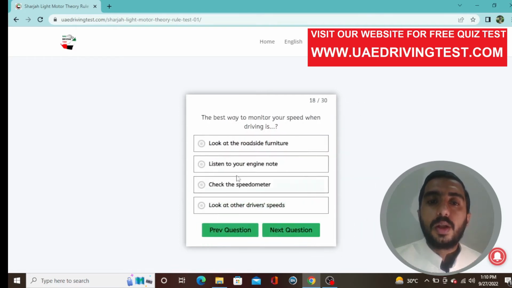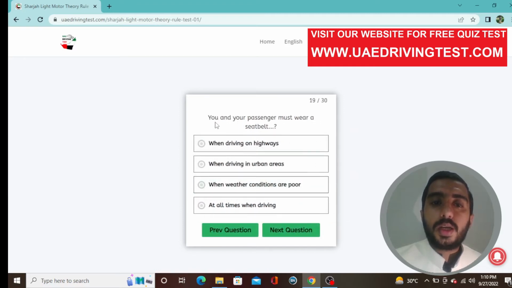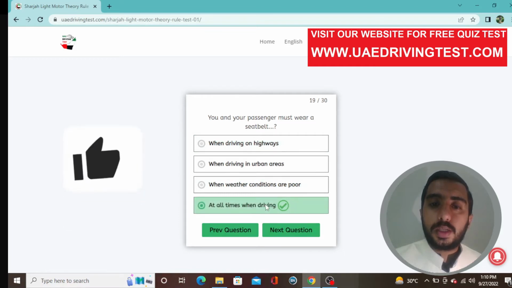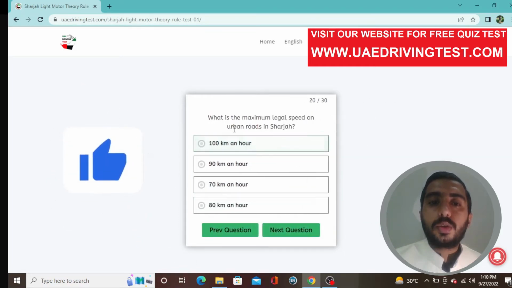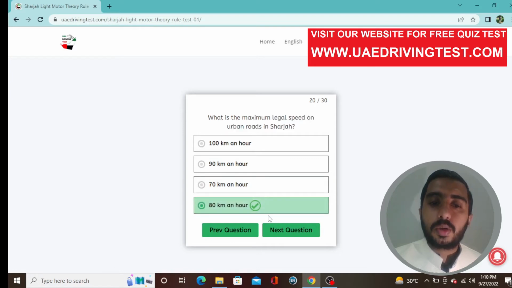Next question. Question number 18 is, the best way to monitor your speed when driving is to check the speedometer. Option C is the correct one. Next question. Question number 19 is, you and your passenger must wear a seat belt. You need to wear a seat belt at all times when driving. Option D is the correct one. Next question, question number 20. What is the maximum legal speed on urban roads in Sharjah? The maximum legal speed is 80 km an hour. Option D is the correct one.